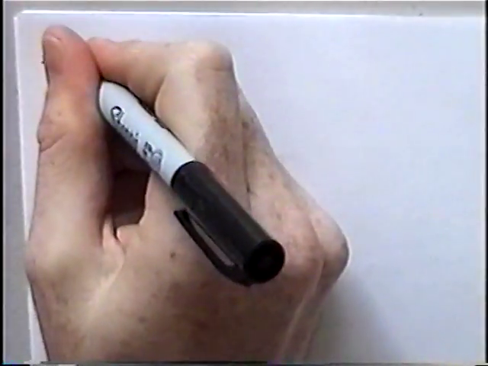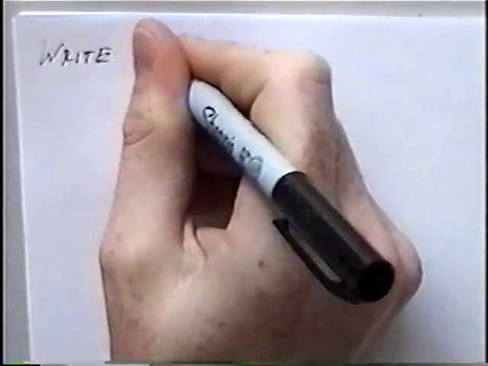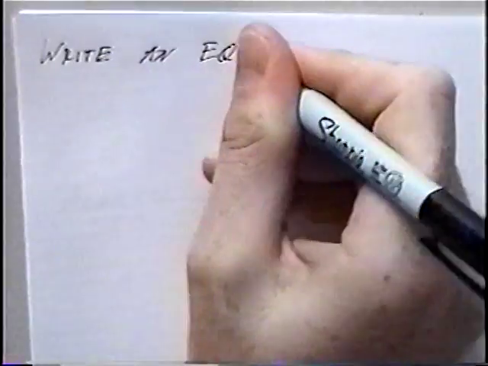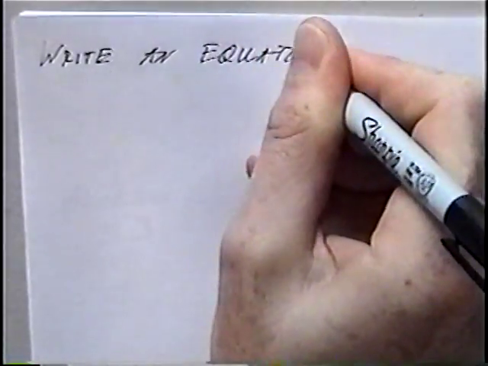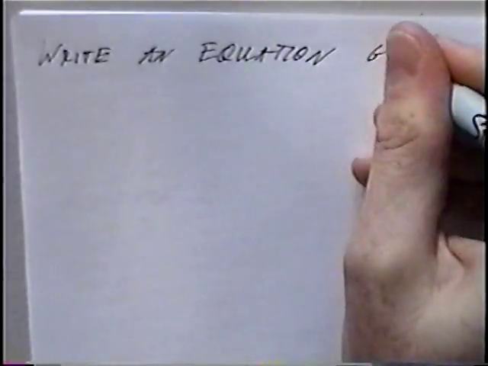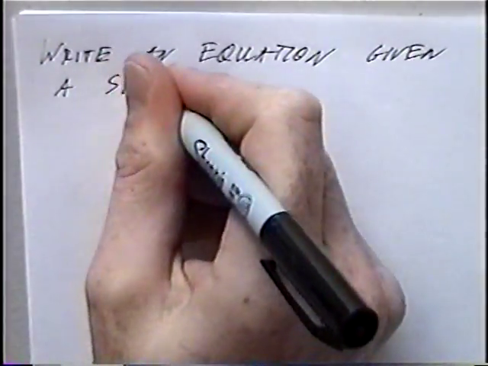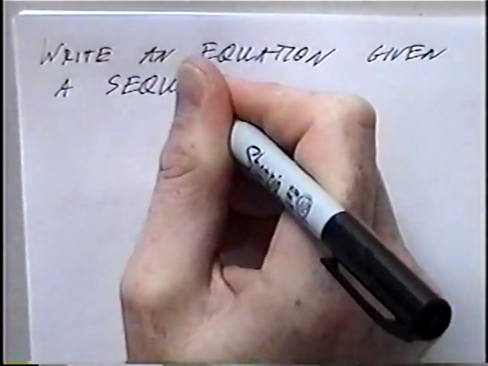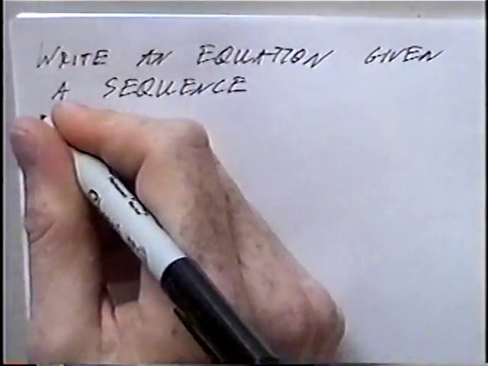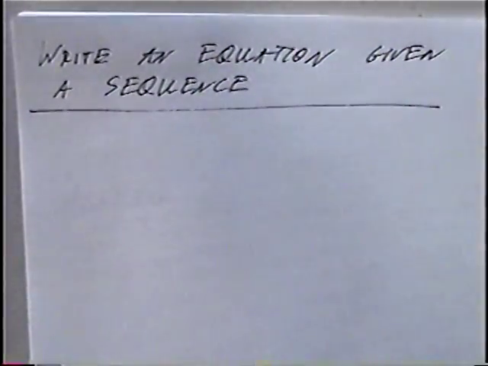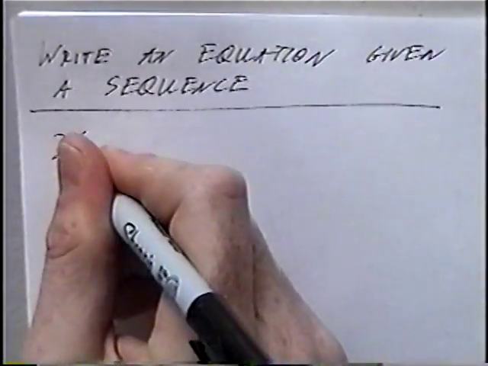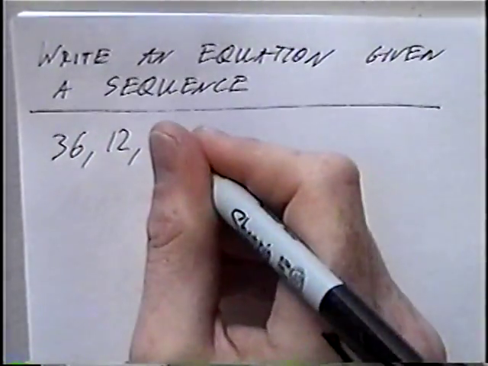The next section of notes is titled Write an equation given a sequence. First sequence we have is 36, 12, 4, dot dot dot.